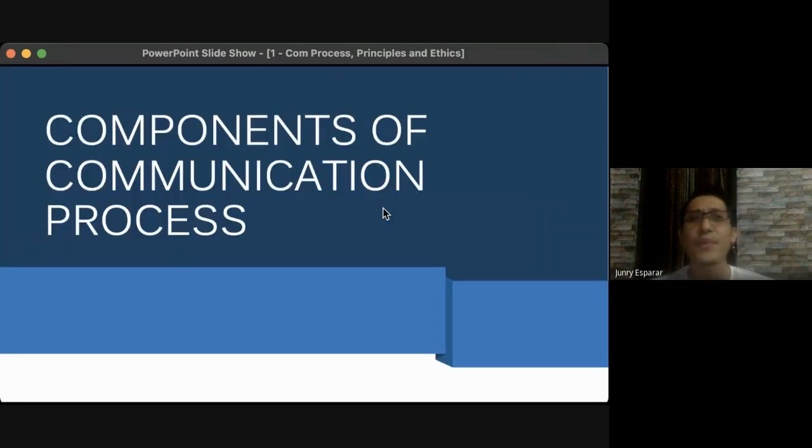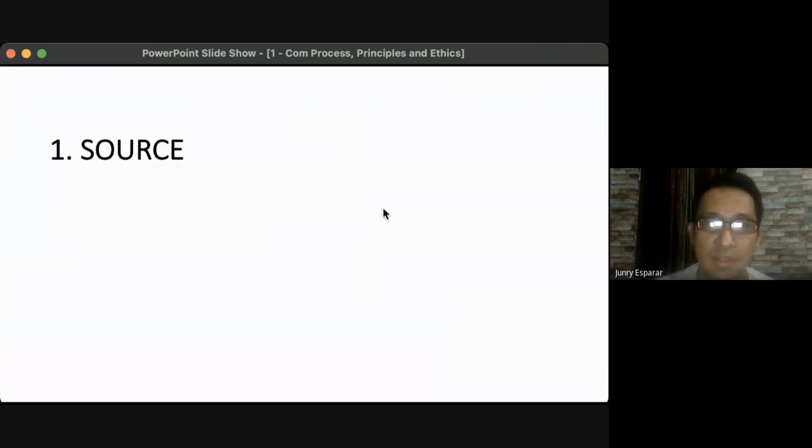Now let's take a look at the components of the communication process. You know what? These components are very important in understanding communication, because through your understanding of the components of communication, you would be able to see the importance of every component in a successful delivery of message. So the first component is the source, and that source could be an article, it could be a person, it could be on television. So it depends on the media from which you get this particular message.